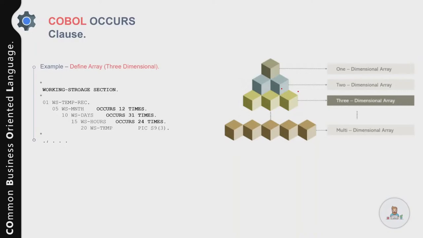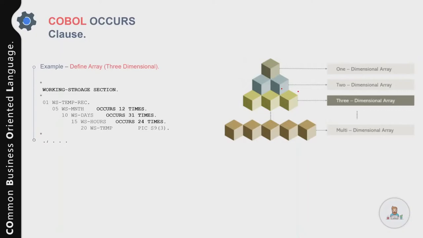Next, at level 15, I've defined the hour and that occurs 24 times. And after that, I've defined the variable that will hold the temperature. So in short, you have 12 months. Within those 12 months, each month will have 31 days, and each day will have 24 different slots where we're going to store the temperature for that particular day.